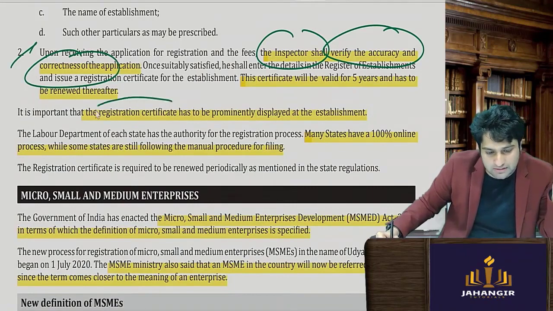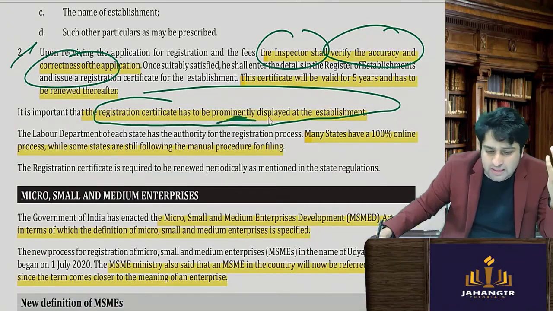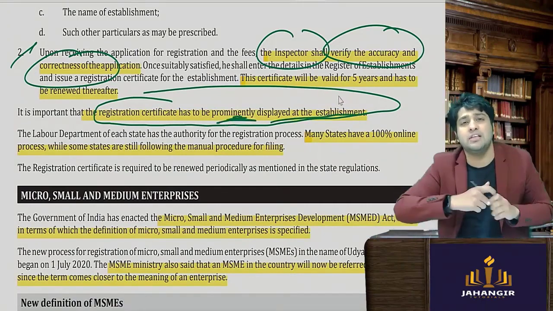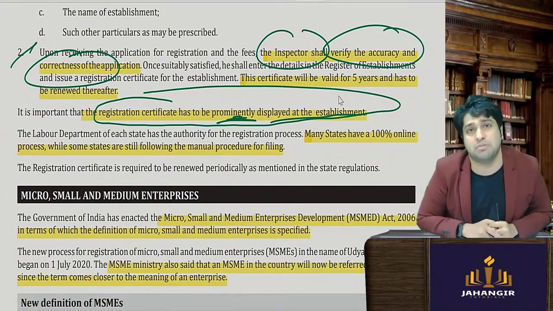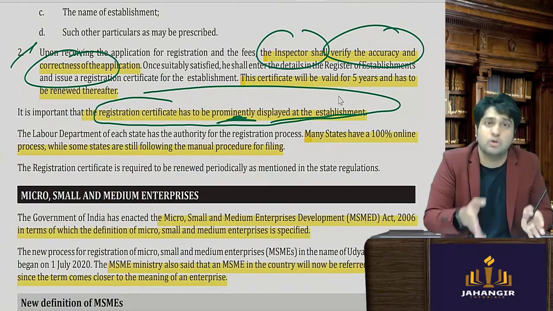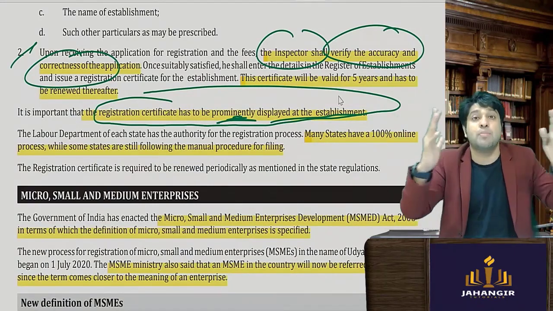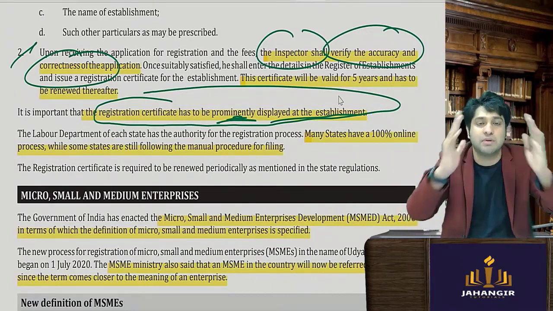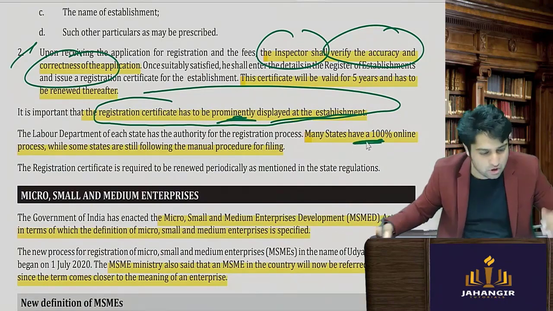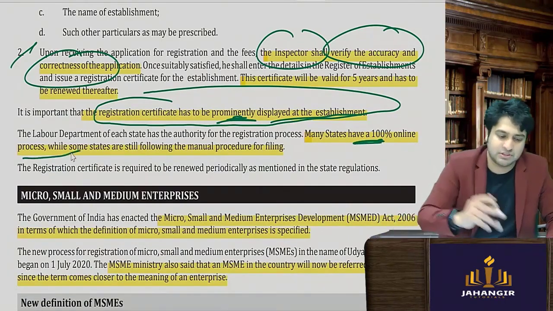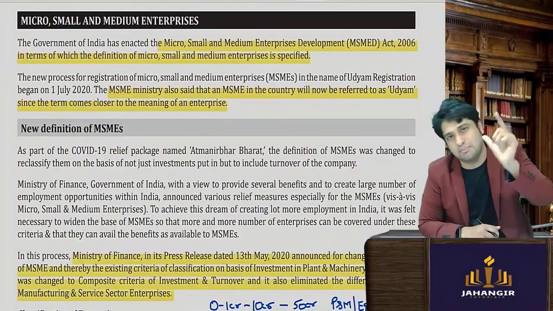Okay, once the registration certificate is issued, it will prominently be displayed at the establishment. Any shop, any restaurant you go, do you see they have that shops and establishment certificate there, because it is a rule that they have to display that license in a prominent place. Prominent means visible place. Okay, many states have nowadays gone 100% online process, but some states are still following offline process also. Then we come to the micro, small and medium enterprises.